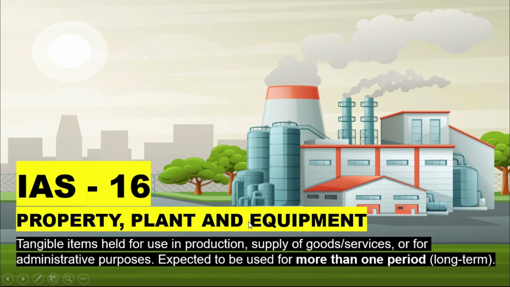IAS 16 is an accounting standard that tells companies how to account for property, plant, and equipment. Tangible items held for use in production, supply of goods or services, or for administrative purposes, expected to be used for more than one period, long term. What is IAS 16 actually?